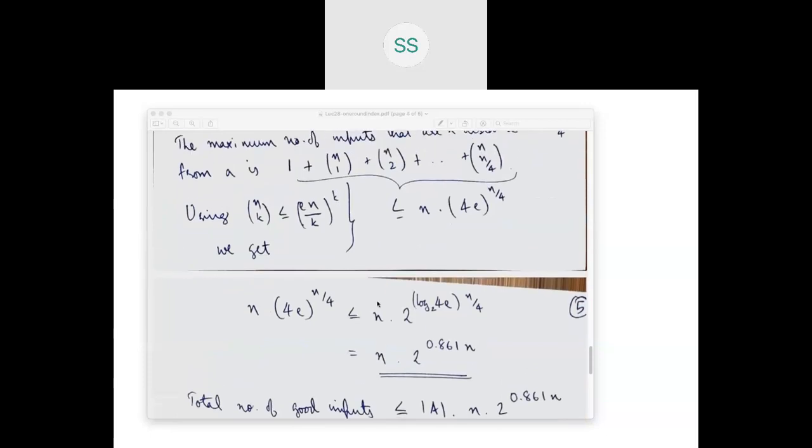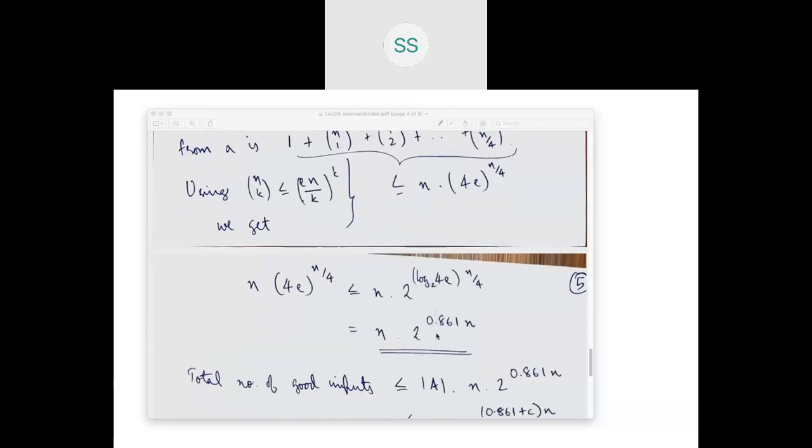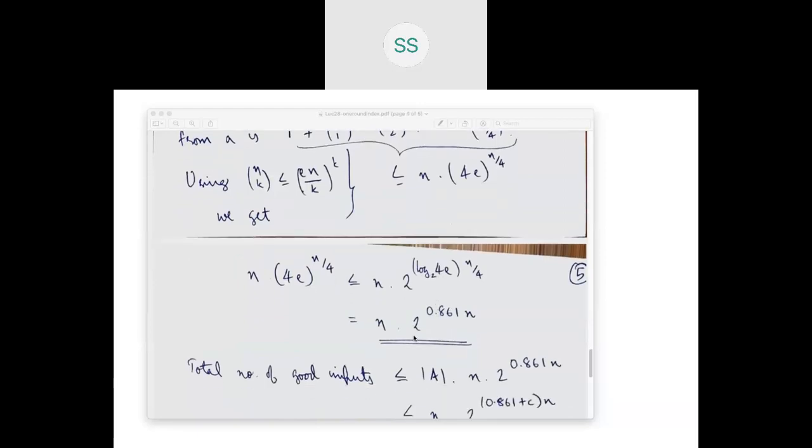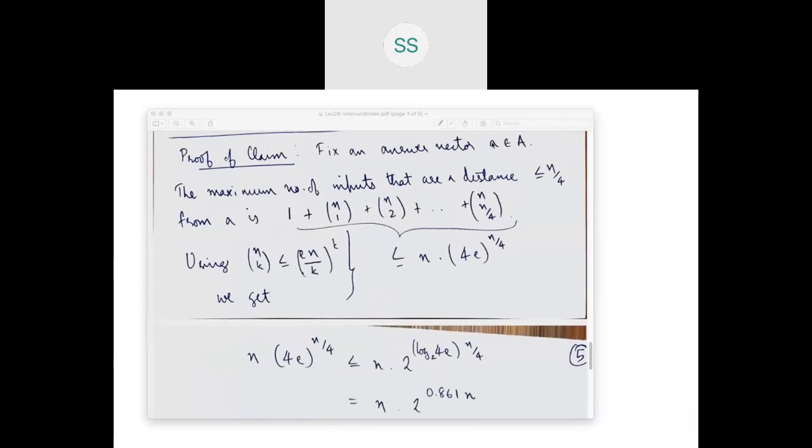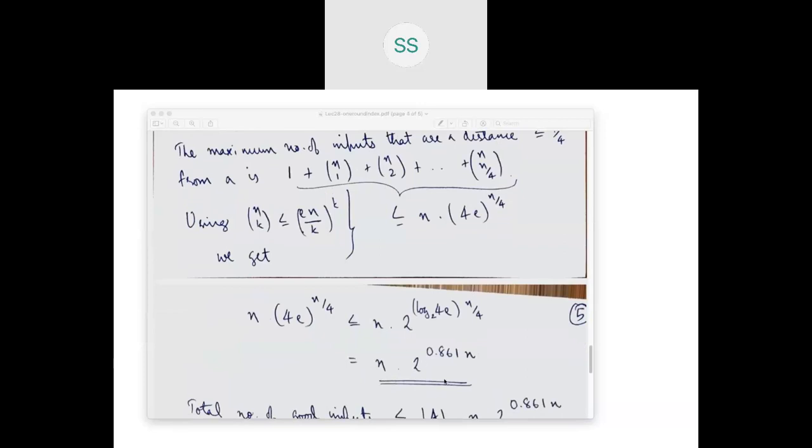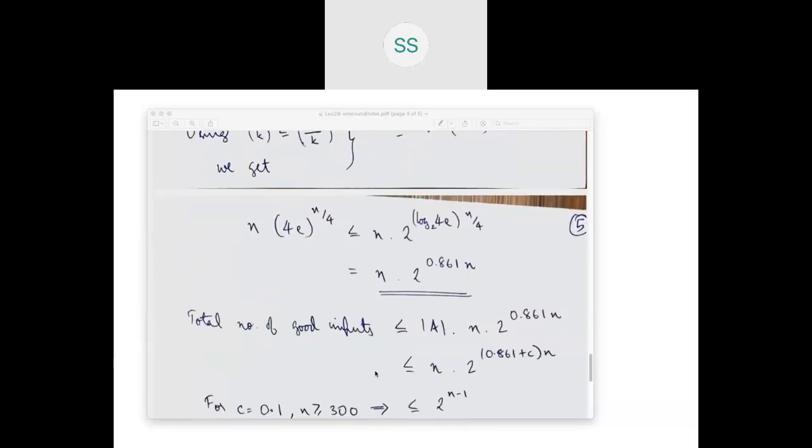Now I can write this n times 4e whole power n by 4 as 2 power log 4e times n by 4, and this thing is roughly 0.861 times n. Notice that the by 4 is also taken into account. And this is the number of good inputs that are created by a. How many x's are made good by this a? This is given by this. Now, what is an upper bound of the total number of good inputs? The size of A times this.